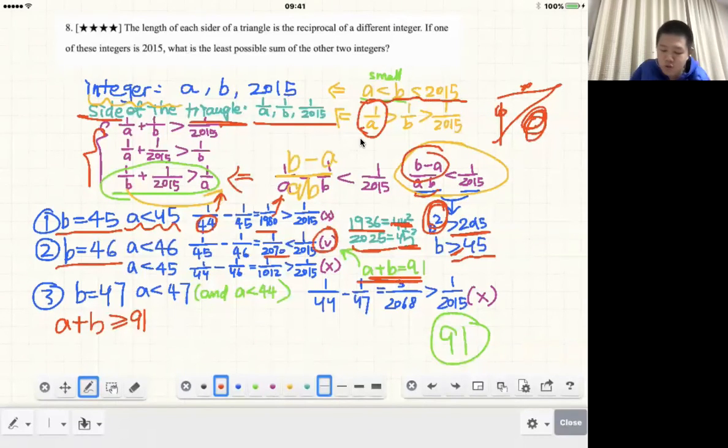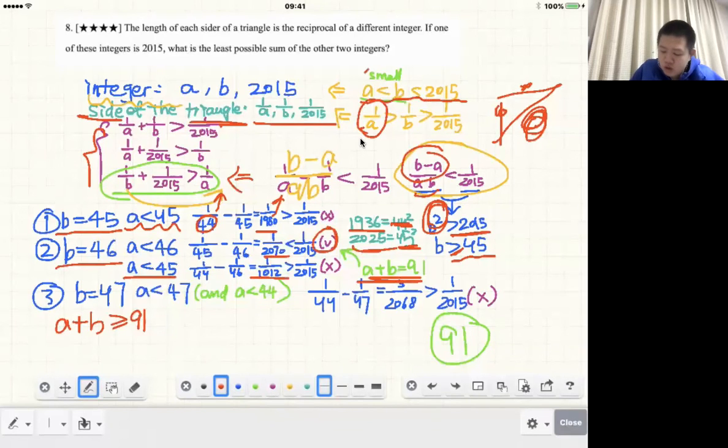But theoretically, you also need to consider a less than 45. If a is less than 45, we just grab the greatest number, which is 44. When you have 1 over 44 minus 1 over 46, this gives you 2 over 44 times 46, which is 1 over 1012. That's greater than 1 over 2015. So this does not work.